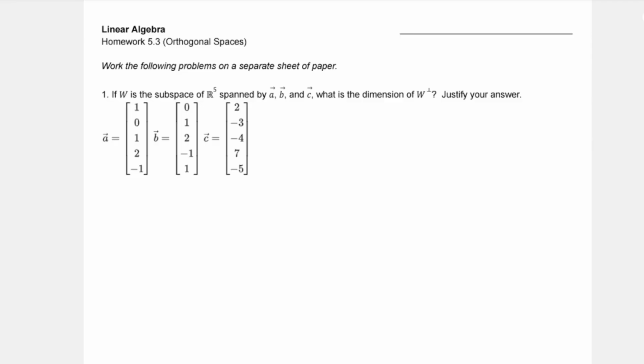W is a subspace of R5 spanned by A, B, and C. What's the dimension of W perp, the orthogonal complement to W? Justify your answer. One thing that we know from the lesson is that the dimension of the complement is going to complete the space that you're living in. So the dimension of W plus the dimension of W perp is going to be 5 because it lives in R5. So really our job now is to determine the dimension of W.